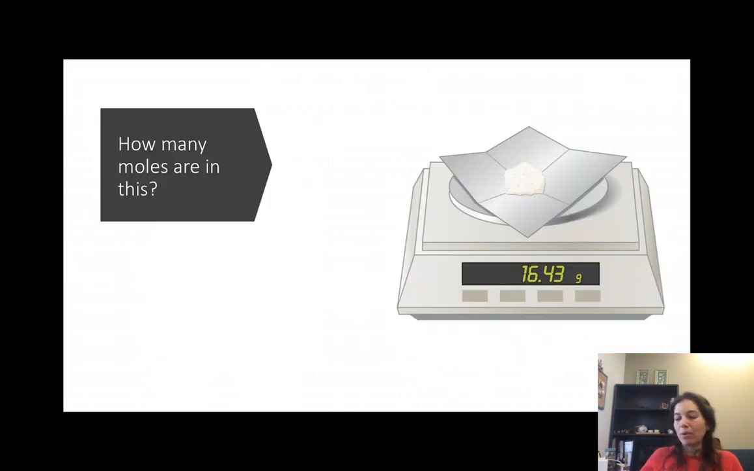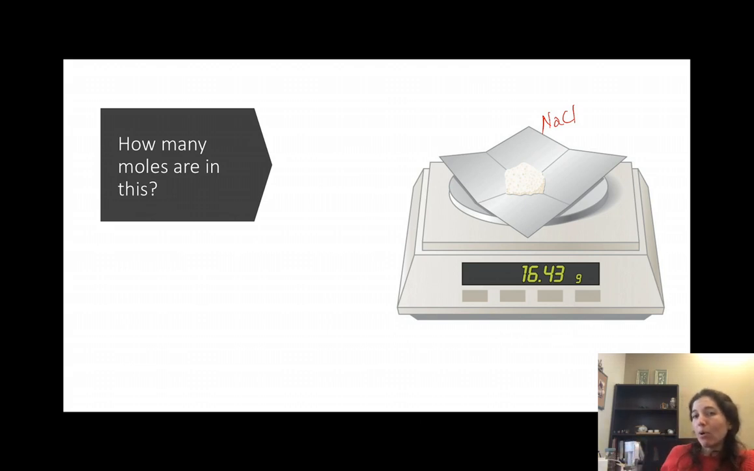Let's do another example where we look at what's happening in the lab. So let's say here, this is our sodium chloride again. So when you go into the lab and you're measuring stuff out, oftentimes you measure solids on the balance, right? And a lot of times you'll be asked to find how many moles are in here. So let's go ahead and do that. See if you can do this on your own.